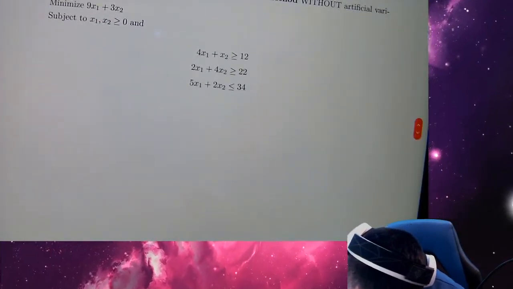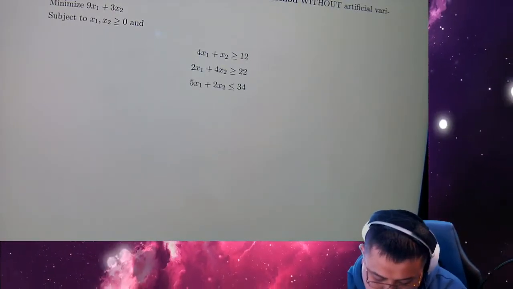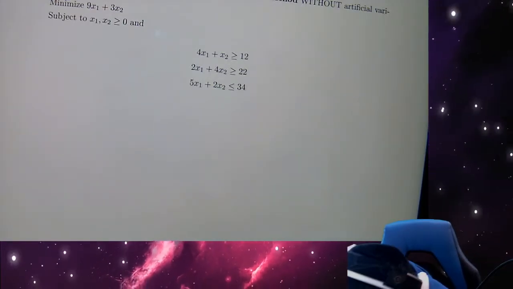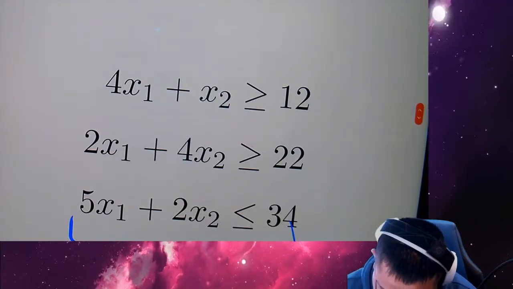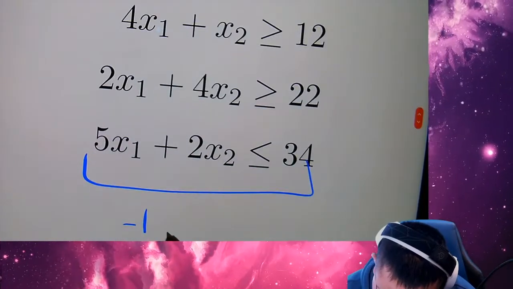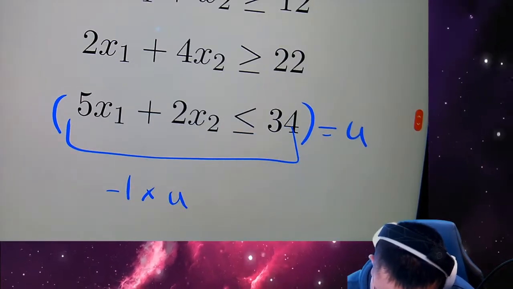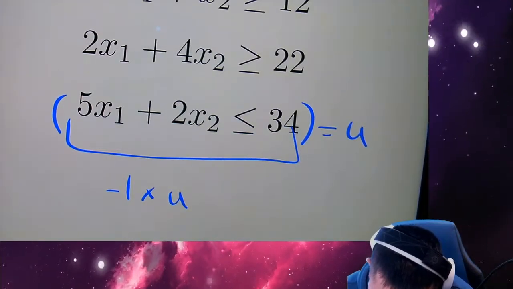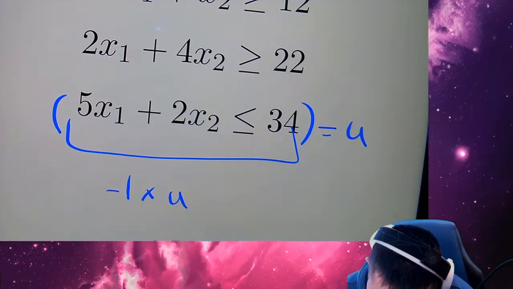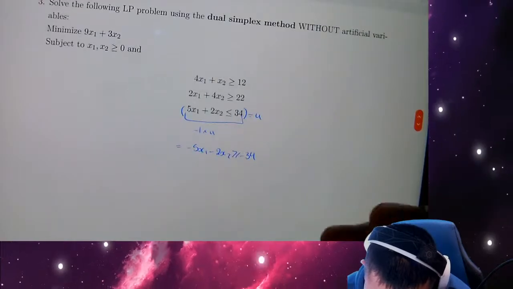Next. Hey, it's the last question, and it says without artificial variables. What do you mean? Okay, well, first things first, we're going to take this and multiply it by -1, which is going to give us 5x1 minus 2x2, 4.